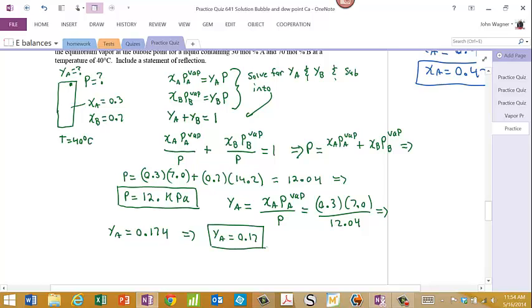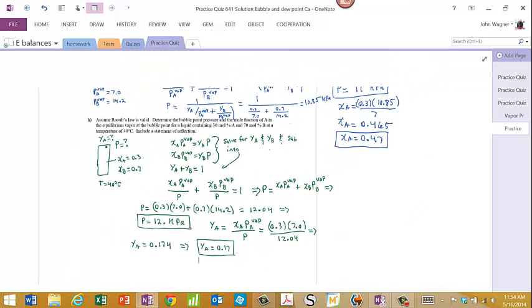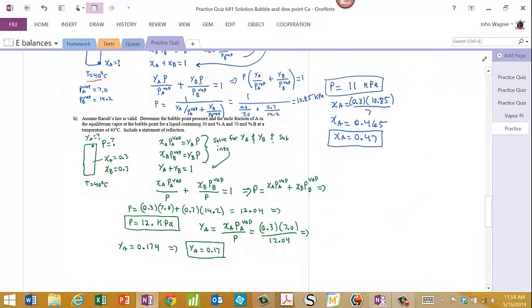Again, we want to reflect on these answers. The pressure here, 12 kilopascals, is slightly larger than 11 kilopascals. We had the same composition. The overall composition stayed the same. The temperature stayed the same, but the bubble point pressure was a little bit higher than the dew point pressure.